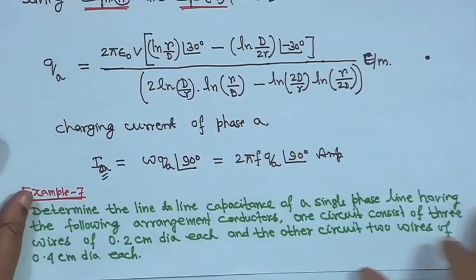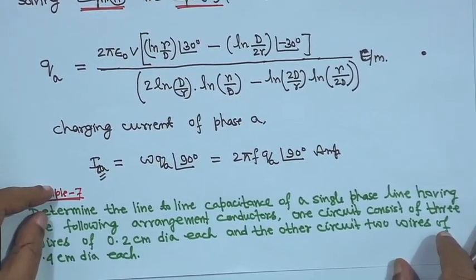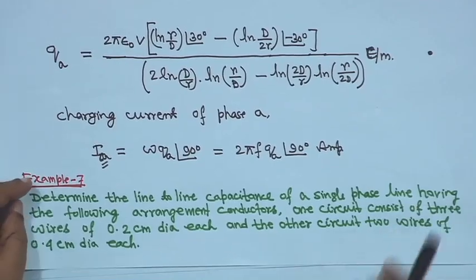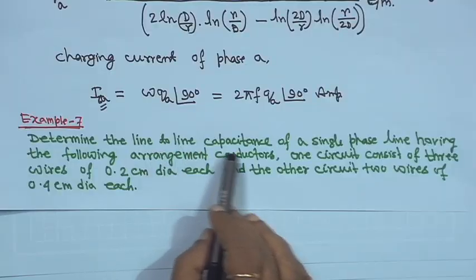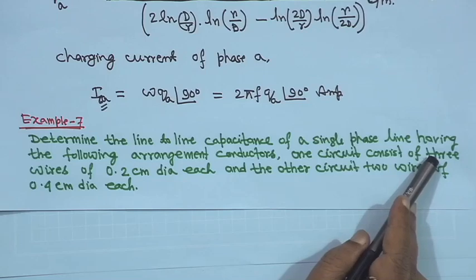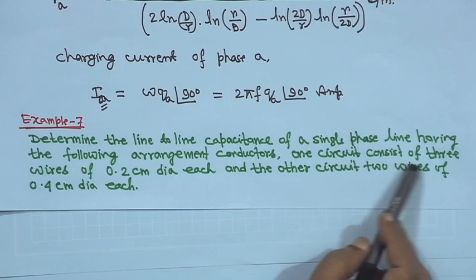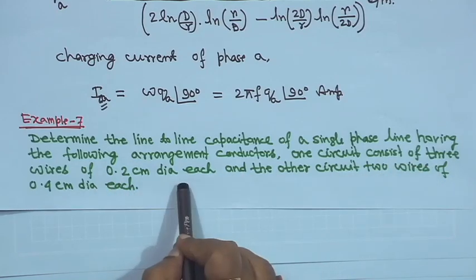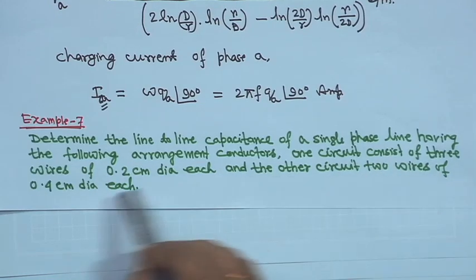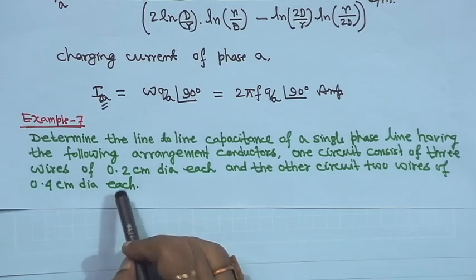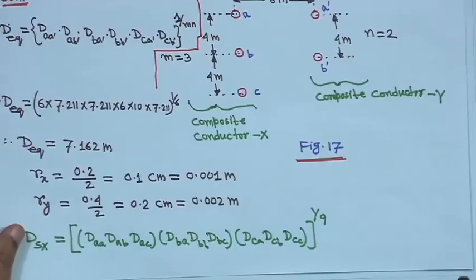So, not a very difficult one, you just have to understand a little bit, and all these things we have tried to explain. So, next, another example. Determine the line to line capacitance of a single phase line having the following arrangement of conductors. One circuit consists of 3 wires of 0.2 centimeter diameter each, and the other circuit 2 wires of 0.4 centimeter diameter each. After this example, we will stop capacitance one. So this is the last example for capacitance one.